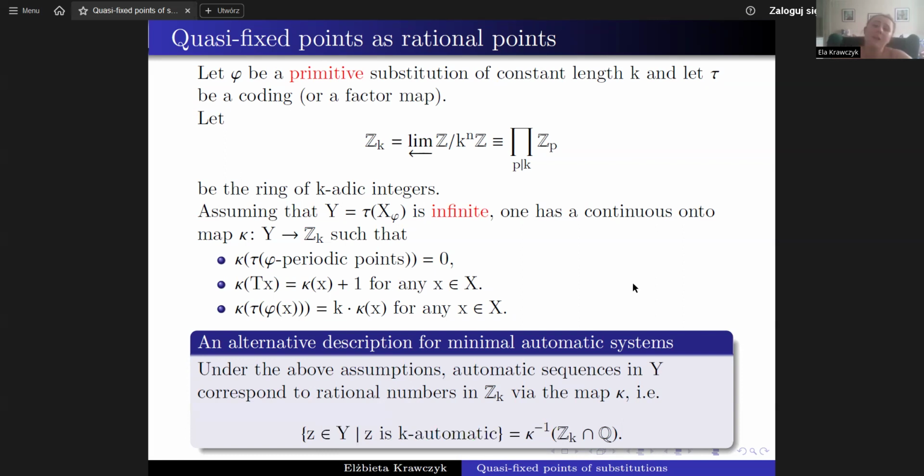So in general, for a general substitution, one won't have such a nice map kappa to some topological group, not thinking even about a ring. This happens, for example, when my substitution is weakly mixing. So there are some dynamical constraints for that, but somehow it is still useful to think about these quasi-fixed points in a system as rational points.